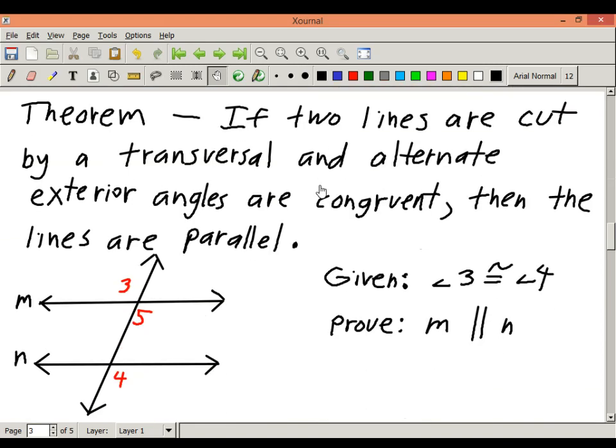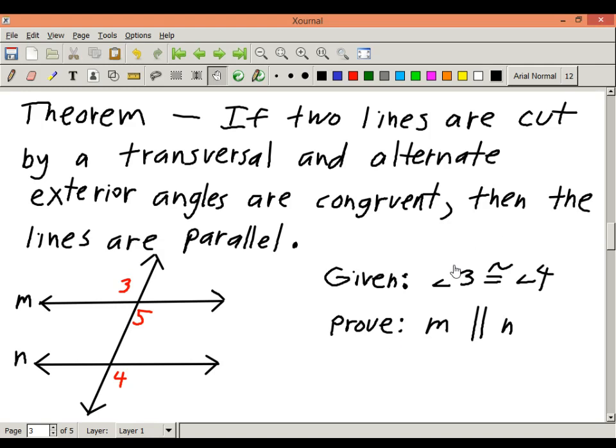Okay, next theorem. If two lines are cut by transversal and alternate exterior angles are congruent, then the lines are parallel. So look at the diagram that I have here and look at what we have given and what we're trying to prove. So we're given that angle 3 is congruent to angle 4. That's the alternate exterior angles that are given to us to be congruent. What are we trying to do? We're trying to prove that line M is parallel to line N.